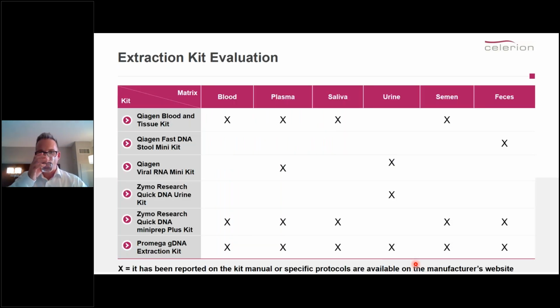So for our methods, we thought, well, we test all kits that we can get our hands on the market, and there's plenty of them available. They all have in their kit inserts various different specifications on what they claim the extraction kit can be used for. So QIAGEN blood and tissue kit can be used for blood, plasma, saliva, and semen. There's only 1 stool kit from QIAGEN, but then Assay and Promega have a stool kit as well for feces. Urine as well, there were 3 kits. For plasma, there's 4 kits available.